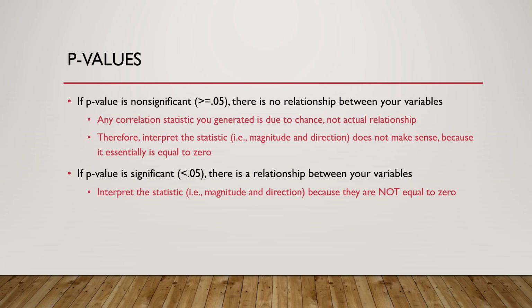But if your p-value is significant, if it is less than 0.05, then you can interpret that there is a relationship between your variables. You interpret the magnitude and direction at that point because you are told it is not equal to 0 given its significance.